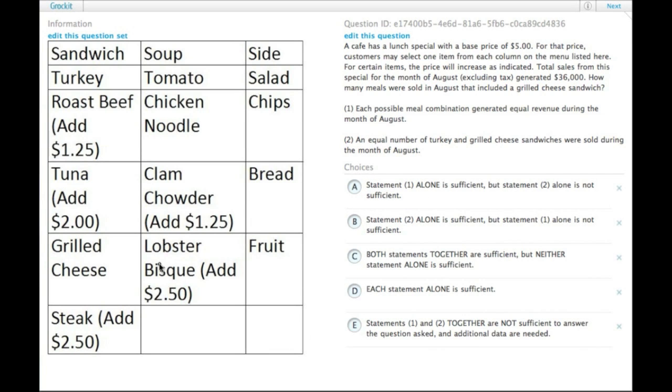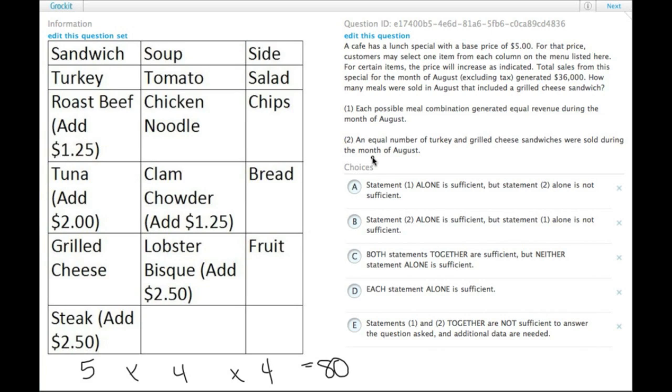So, lunch menu on the left, and we are to figure out how many meals were sold in August that included a grilled cheese sandwich. So, we know the total number of possibilities. We can tell that there are 1, 2, 3, 4, 5 different sandwiches. So 5, I'll put it down here, 5 sandwiches times 4 soups times 4 sides, and that equals 80. So there are 80 different combinations on the menu.